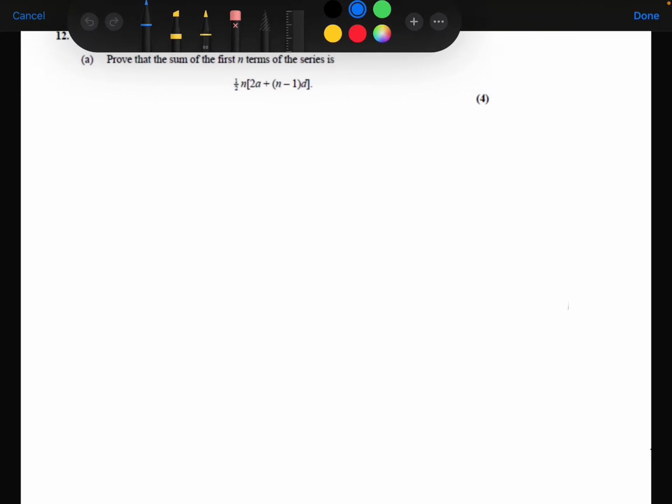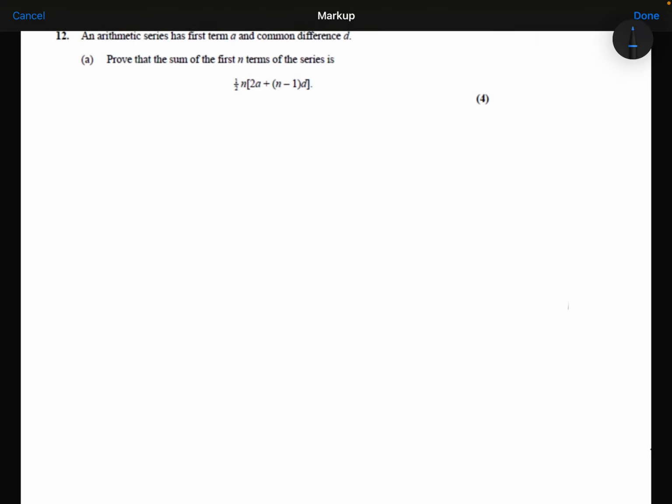So I'm first going to write out the series, the sum. The sum would be equal to the first term, which is a, plus the second term, which is a plus the common difference d, plus the third term, which is a plus 2d, and so on, always going up by d. The last term in the sequence, or the nth term, will be a plus n minus 1 d, because if you've got n terms in the sequence, you're adding d n minus 1 times.